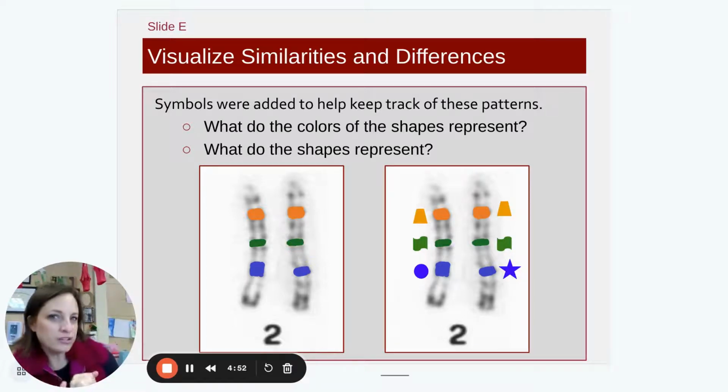So what do the colors of the shapes represent? And what do the shapes represent? Pause the video, talk to your neighbor.